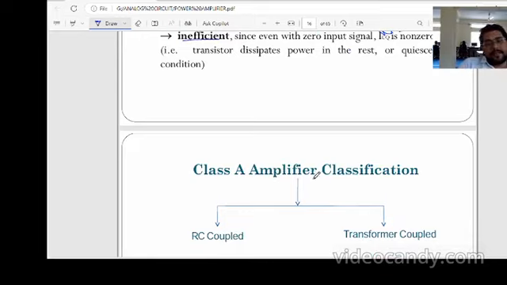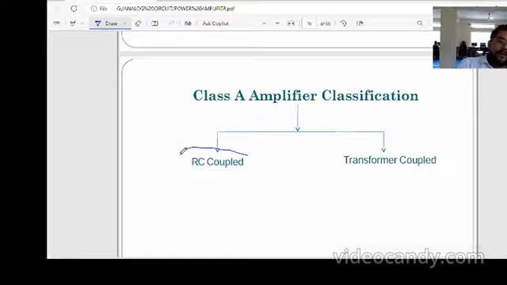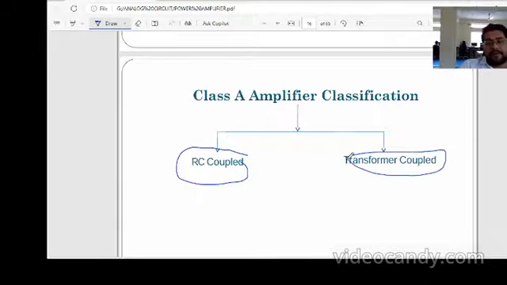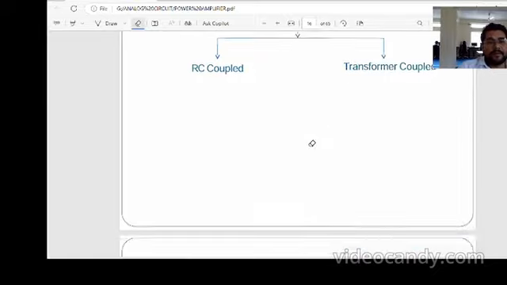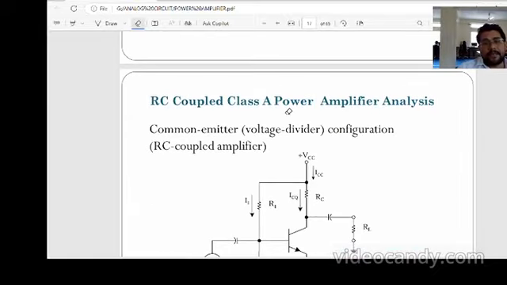So we will discuss the classification of power amplifiers. First, the RC coupled amplifier. What is the RC coupled amplifier? Then we will see the transformer coupled amplifier. In the RC coupled and transformer coupled amplifiers, we shall see the RC coupled class A power amplifier analysis.